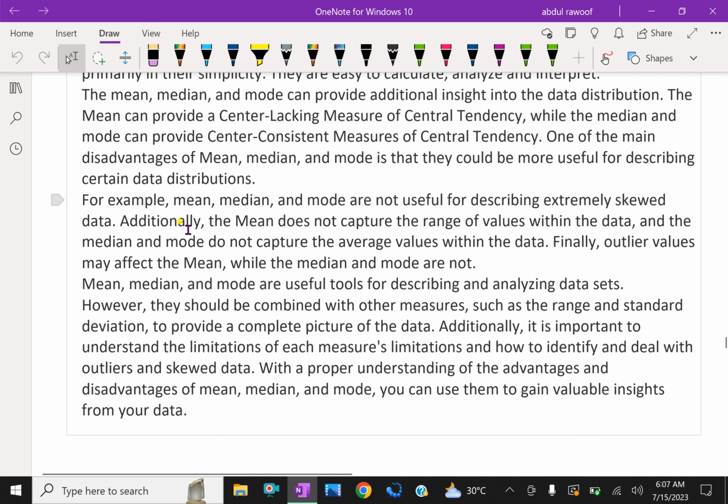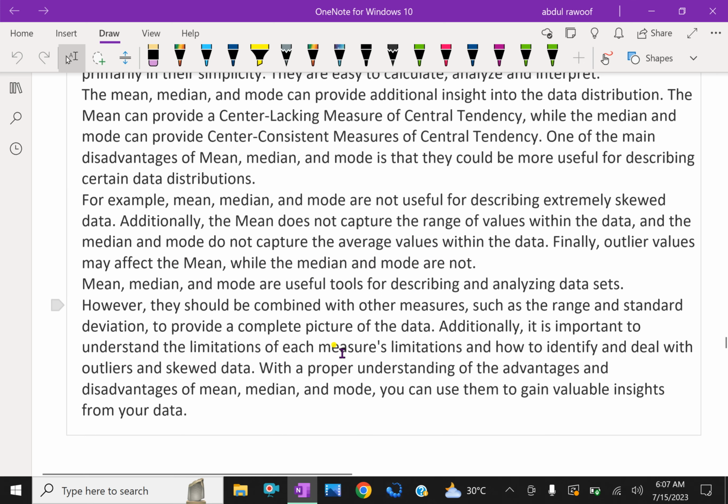For example, mean, median, and mode are not useful for describing extremely skewed data. Additionally, the mean does not capture the range of values within the data, and the median and mode do not capture the average value within their data. Finally, outlier values may affect the mean, while the median and mode are not.